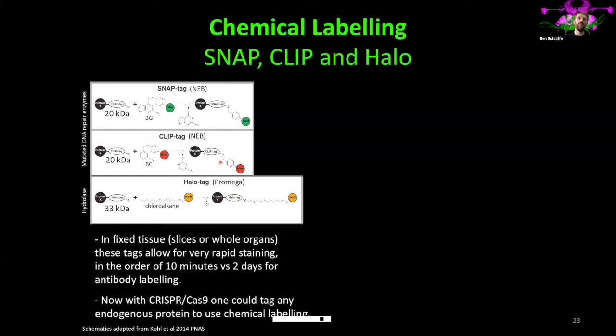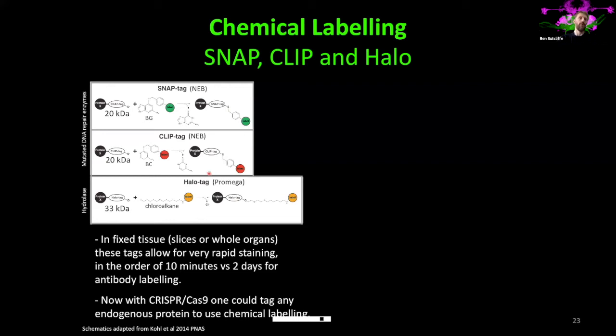And this is a very rapid process. So you can get rapid labeling in the entirety of, for instance, a Drosophila brain in 10 minutes versus doing a long 2-day antibody protocol. So it can be very quick for doing screening, for instance.